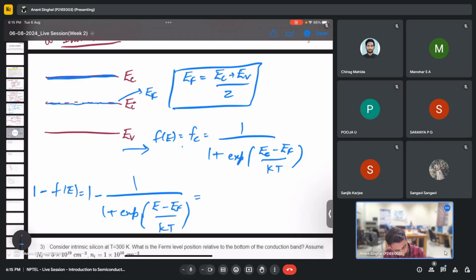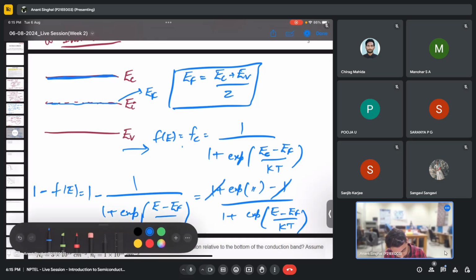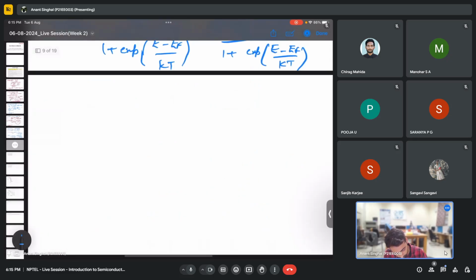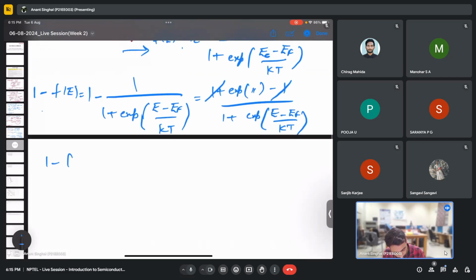So I'm just calculating it. If I take the LCM of this, it will be 1 upon 1 plus exponential E minus EF over KT, and I'll have 1 plus exponential the same term and minus 1, which will get cancelled, and 1 minus Fe will be given out.